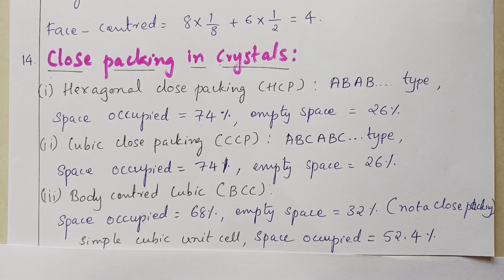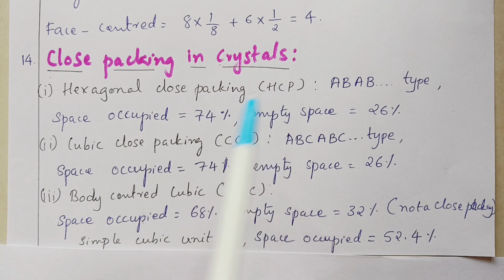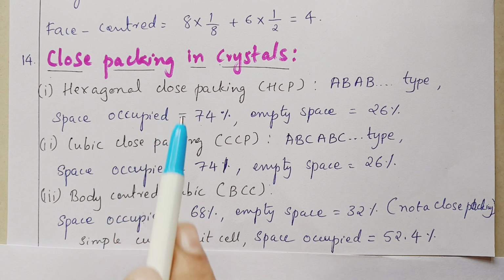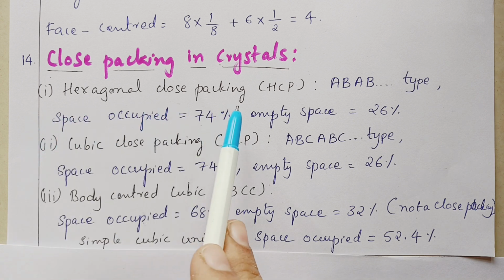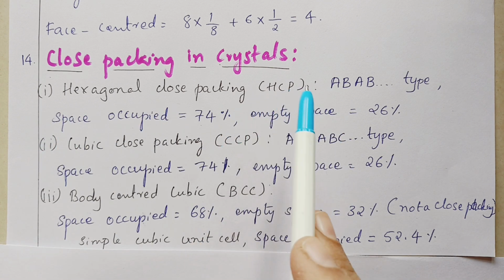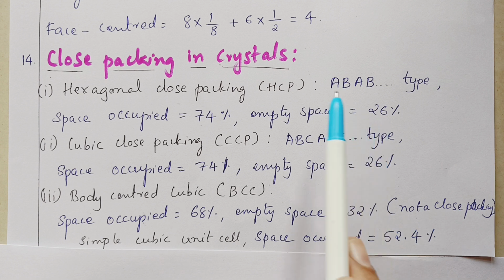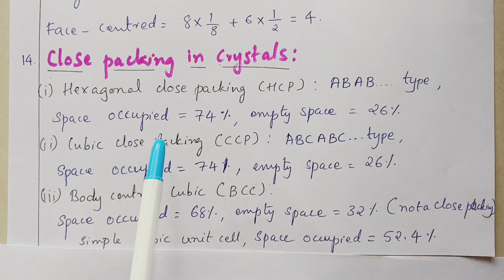Crystalline solids are all about closely packed constituent particles. So let's study something about close packing in crystals. We can find different types of close packings in crystals. First type is hexagonal close packing, which is represented by HCP. Here particles are arranged in ABAB pattern. Now the space occupied by the particles in these types of crystals is 74%. The particles are considered to be spheres here.